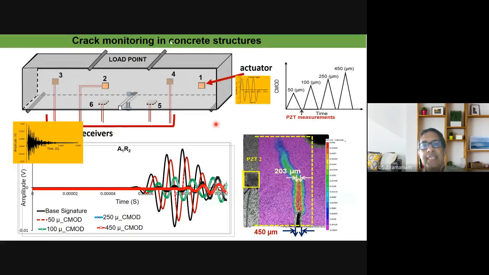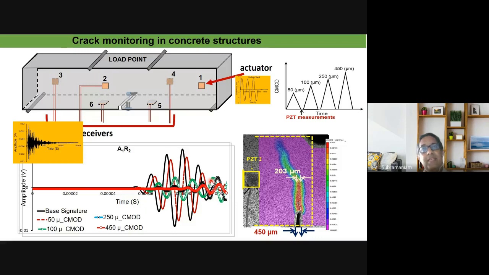I'm basically sending a stress wave from 1, which is the actuator, and receiving it at 2, which is the receiver. Now, the stress wave would be affected by the stress wave path. There is attenuation of the stress wave as it goes through this length of concrete medium. Additionally, there is attenuation in the epoxy layer surrounding the actuator and the receiver. What we are interested in is the change that is produced by the crack length.